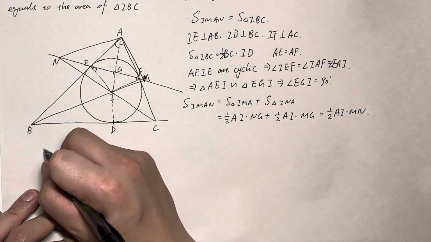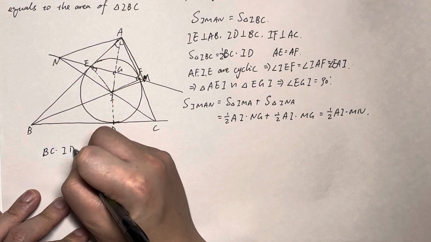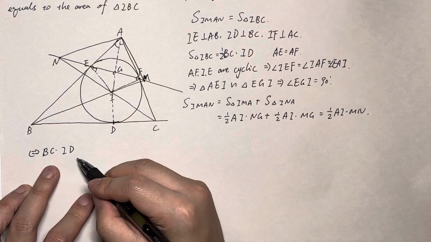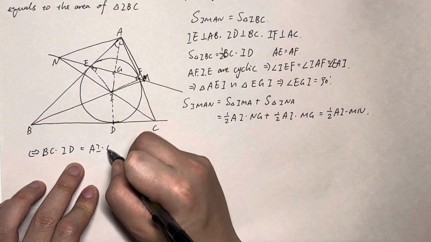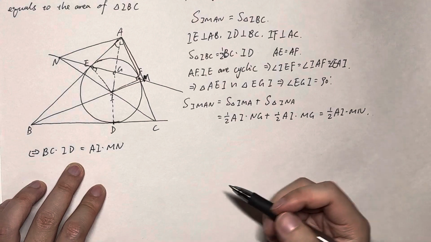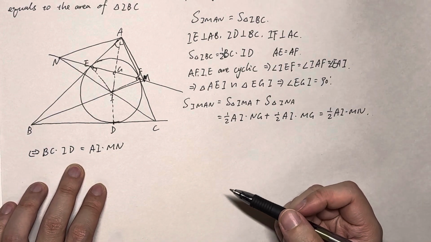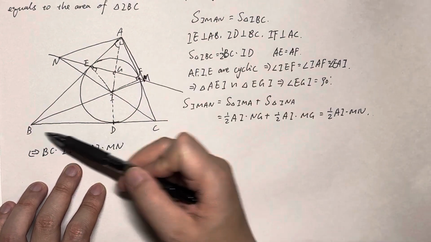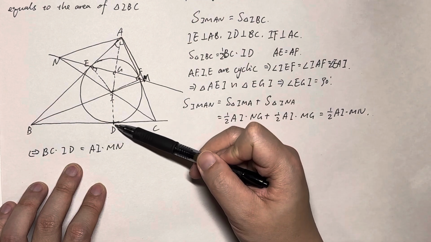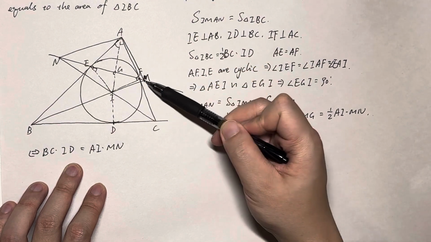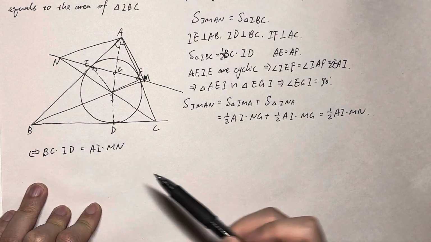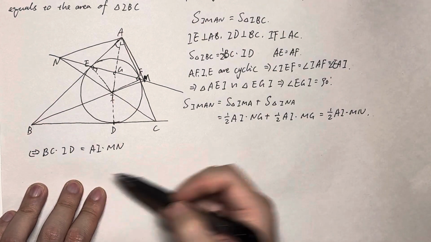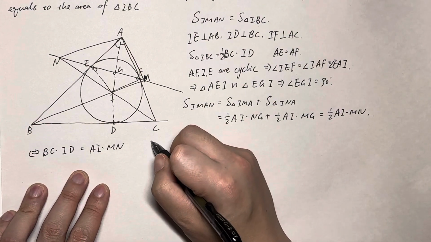So basically from the problem, we want to prove that these two areas are equal. That means we just need to prove that BC times ID equals AI times MN. So we want to find the relationship between BC, ID, AI, and MN. Look at these four segments, right?